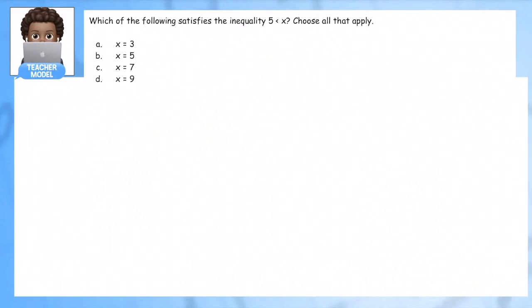Which of the following satisfies the inequality 5 is less than x? Choose all that apply. This is a key right here, Math Marbles, because it means we may have more than one value for x that will make this inequality true. So let's jot this down. 5 is less than x, or I could even rewrite it as x is greater than 5. Both of these inequalities are true. I just reversed both sides. Notice the sign also changed.